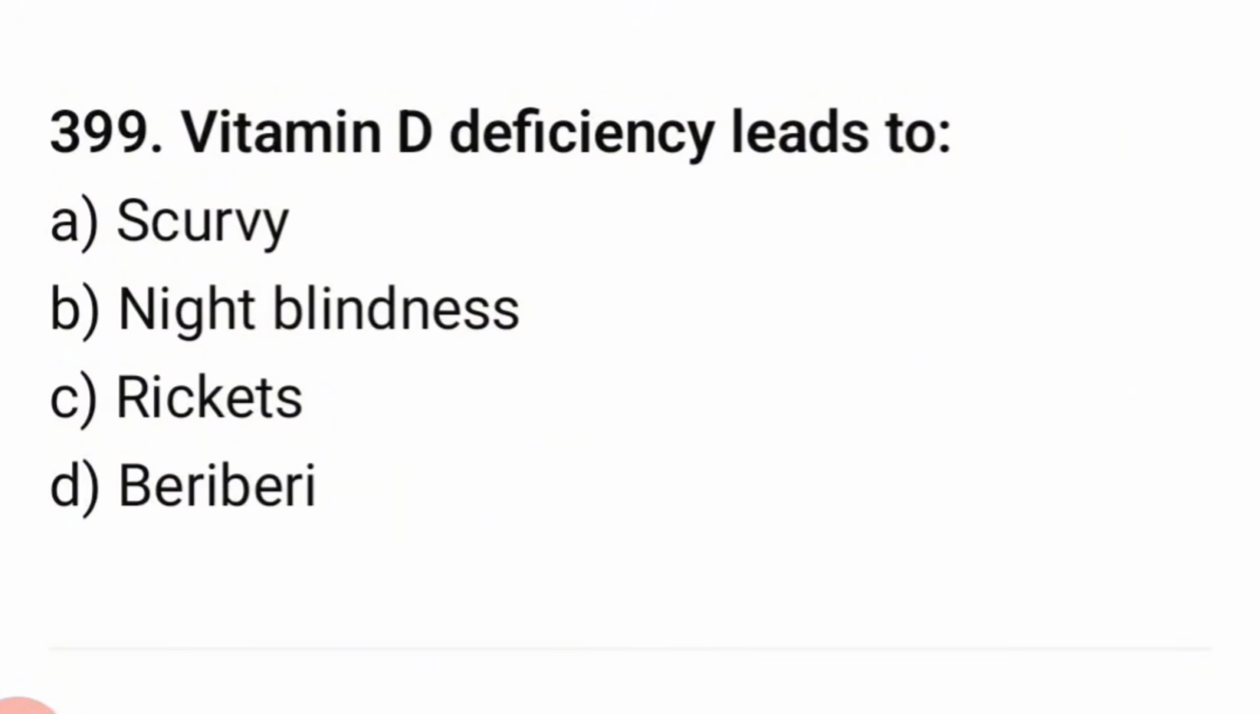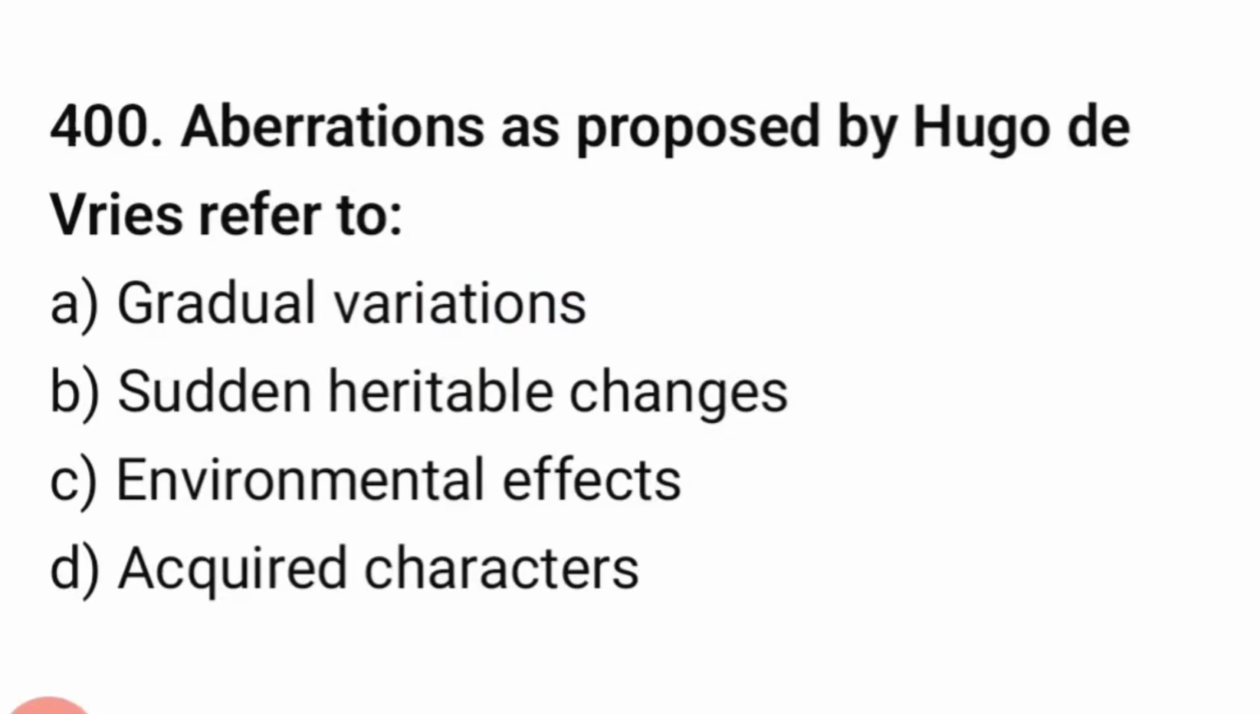Question 399. Vitamin D deficiency leads to. Right answer is option C, rickets. Question 400. Aberrations as proposed by Hugo de Vries refers to. Right answer is option B, sudden heritable changes.